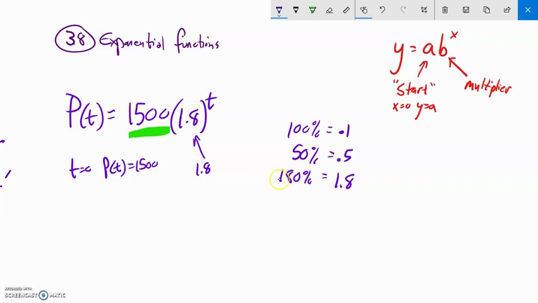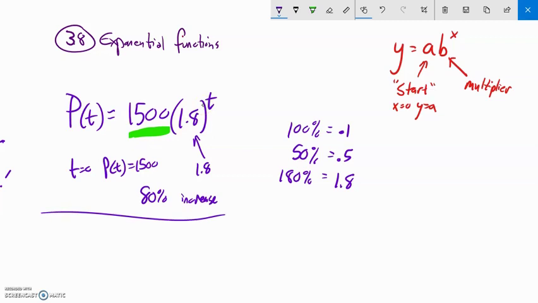So notice 100%, if this was just a 1, it would be staying the same all the time, times 1 times 1 times 1. This isn't growing by 180%. This is 180% of the thing. So this is actually growing by 80%. So that multiplier tells us that it's an 80% increase every year.